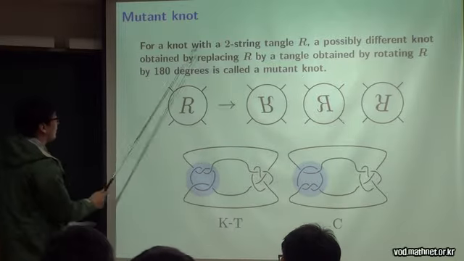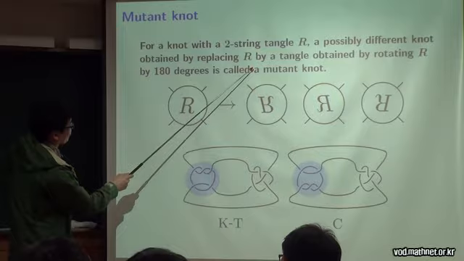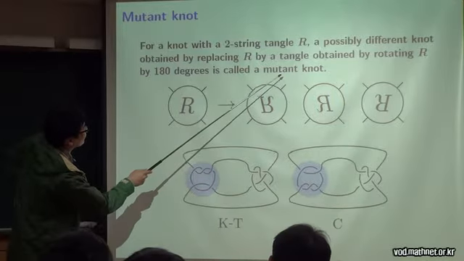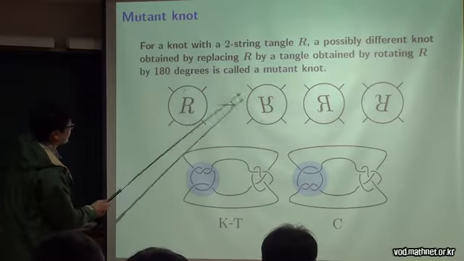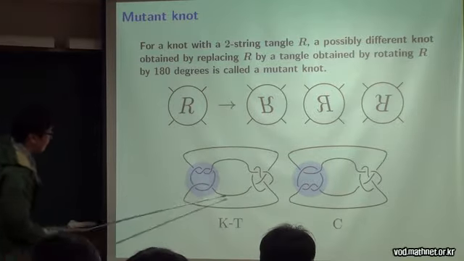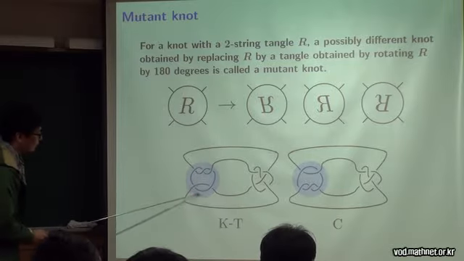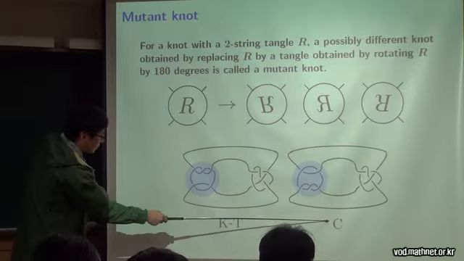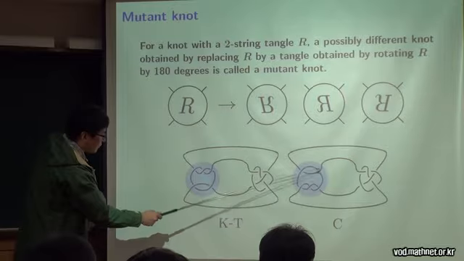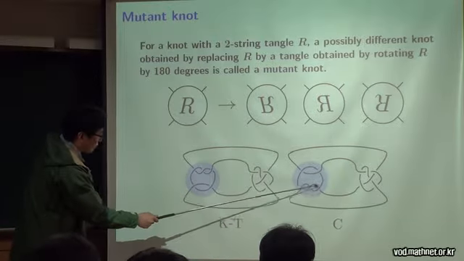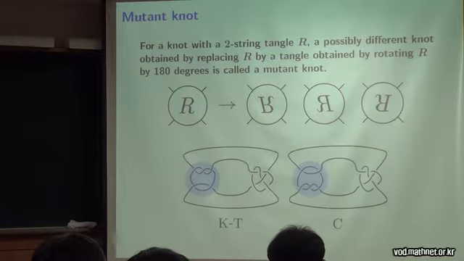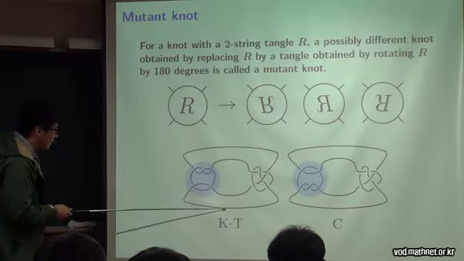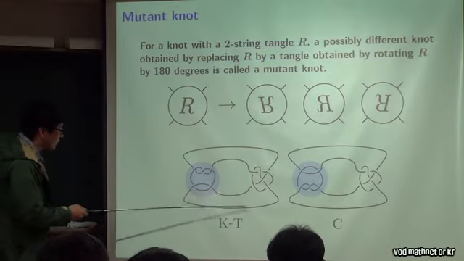a knot obtained by replacing R by a tangle obtained by rotating R by 180 degrees is called a mutant knot. For example, in this case, we consider this mutant knot. Conversely, first we consider this knot, then we obtain this mutant knot. This mutant pair is very famous. This is called the Kinoshita-Terasaka knot and the Conway knot.